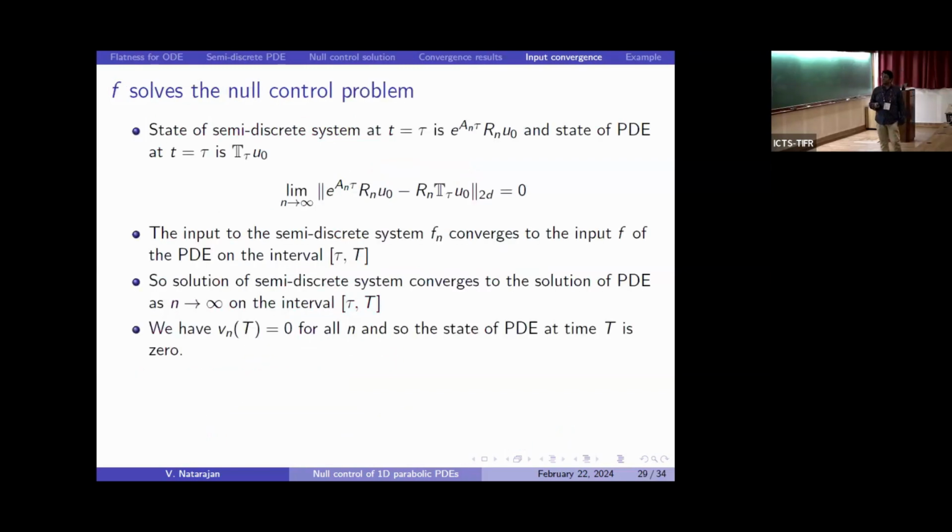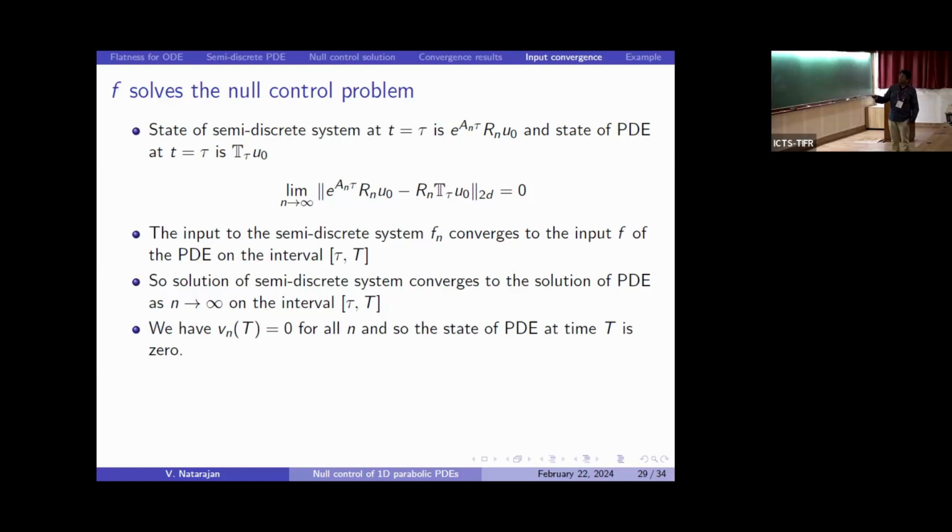Now the question is, does f solve the null control problem? Because we have shown the convergence, does f solve the null control problem? Well, what we do is we let both the semi-discrete system and the PDE have 0 input for the first tau seconds, okay? So the state of the semi-discrete system at time tau is this, free evolution. And the state of the PDE at time tau is this, again free evolution. And it's easy to see that the difference between these two initial states at time tau goes to 0. This comes again from our convergence result.